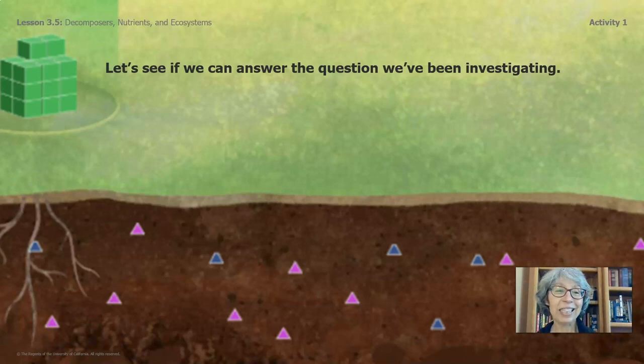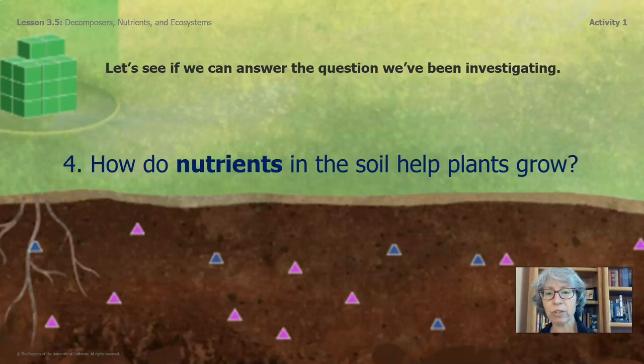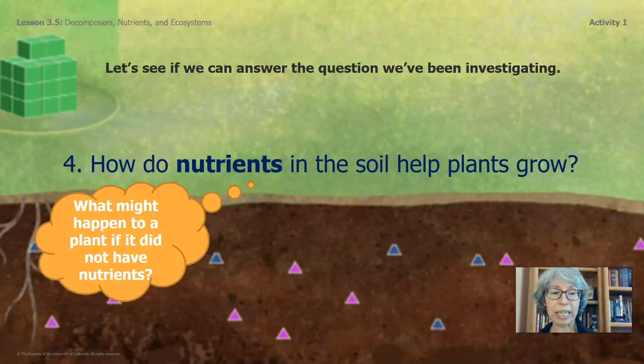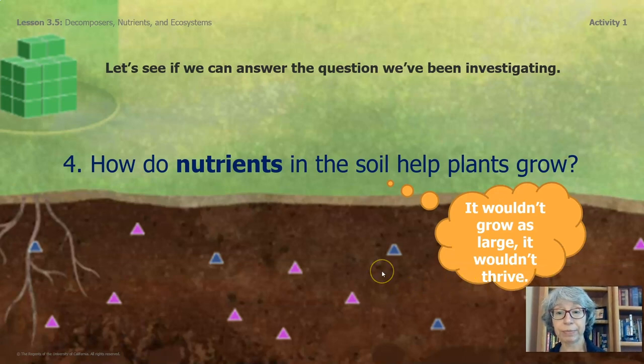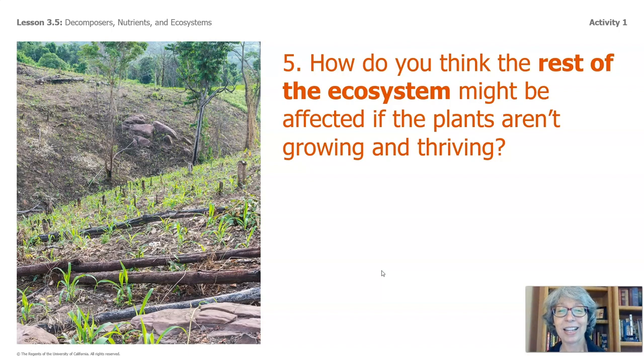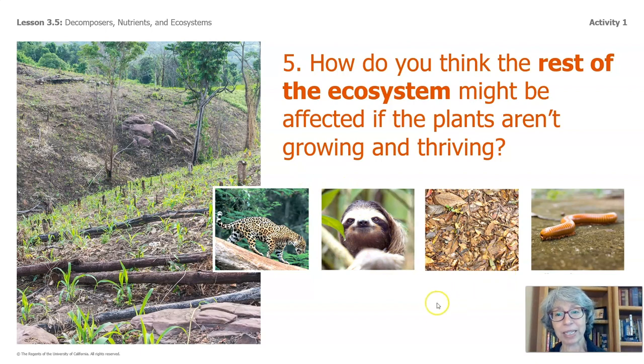All right, let's see if we can answer the question we've been investigating. How do nutrients in the soil help plants grow? What might happen to a plant if it did not have nutrients? It wouldn't grow as large, and it wouldn't thrive. So, how do you think the rest of the ecosystem might be affected if plants aren't growing and thriving? Well, we know that everything in the ecosystem is connected. And if one part of the ecosystem isn't growing and thriving, what do we know about the other parts of the ecosystem?